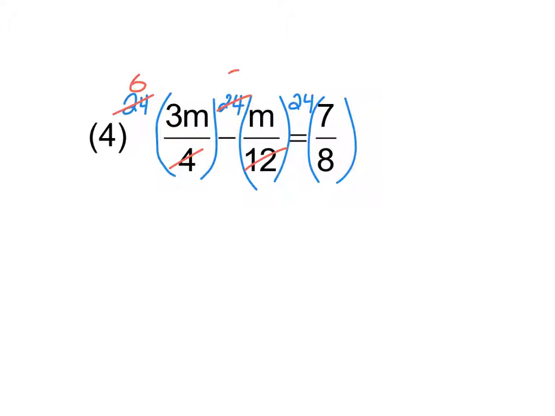4 goes into 24 6 times. 12 goes into 24 twice. 8 goes into 24 3 times. All right, so we're looking at 18m minus 2m equals 21.